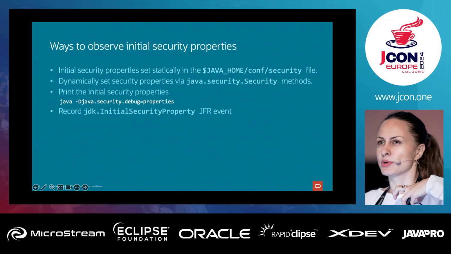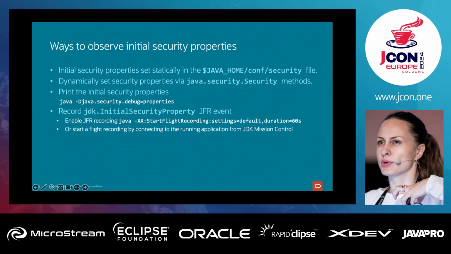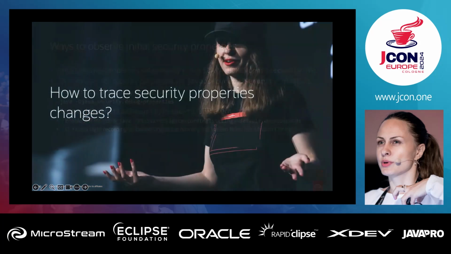However, a better idea in looking at the initial security properties, if we want to correlate them within the monitoring tools, would be to record the JDK initial security property JFR event. And for that one we have a few options as well. We can record this event by enabling JFR when we are starting the recording. So when we're launching our application, we can start a recording with this event. Because this one is enabled by default, you just need to give the settings file with the default profile and you have it. Or you can start a flight recording by connecting to the running application from JDK Mission Control.